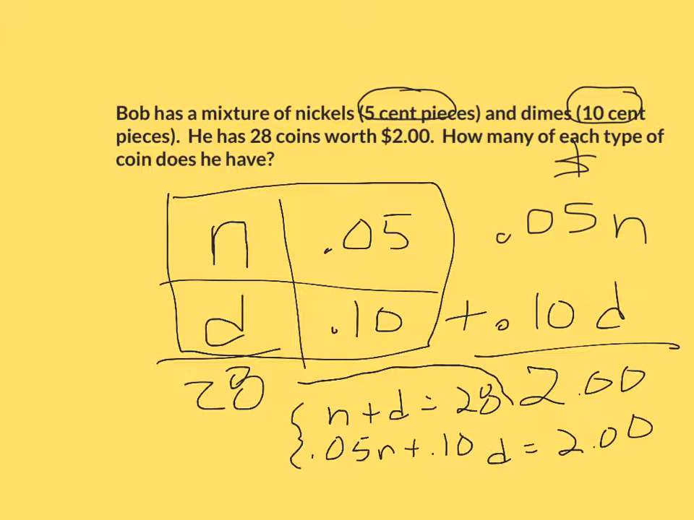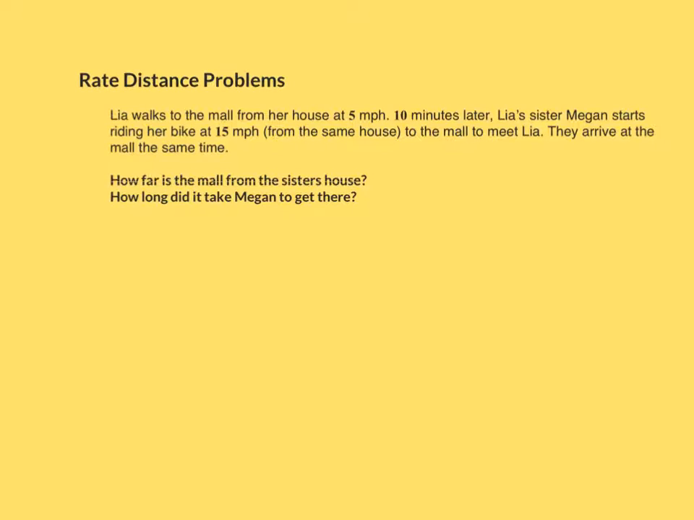So there's my system of equations, which I will leave for you to solve. All right, rate and distance problems. Leah walks to the mall from her house, and again, this is just a mixture. It's a mixture of Leah's activities and Megan's activities.